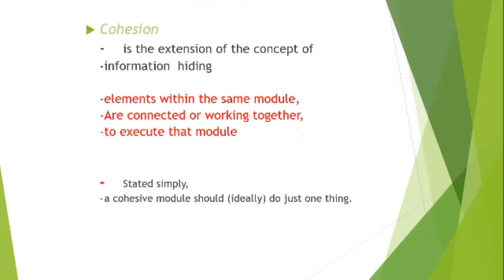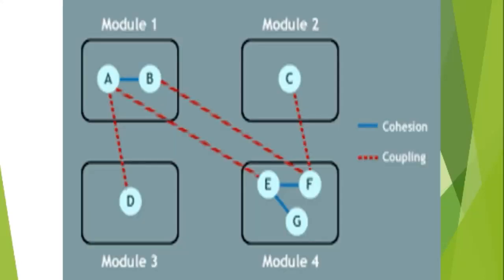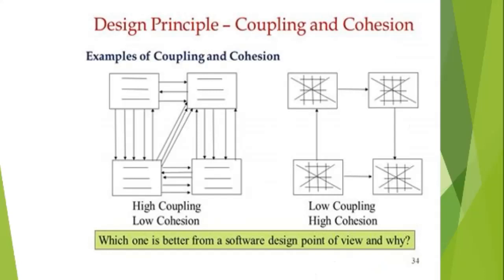Cohesion is an extension of the concept of information hiding. Elements within the same module are connected or working together to execute that module. Stated simply, a cohesive module should do just one thing. These are the diagrams for the design principles, coupling and cohesion.